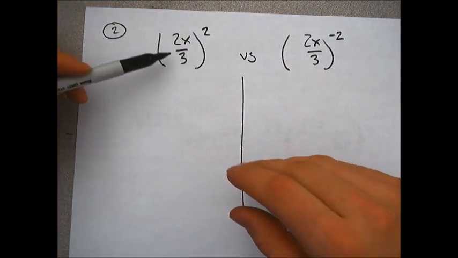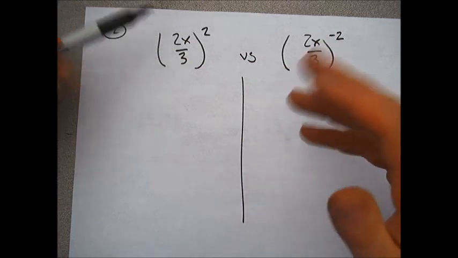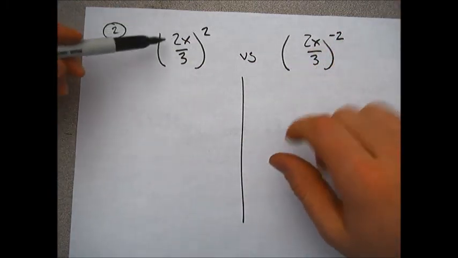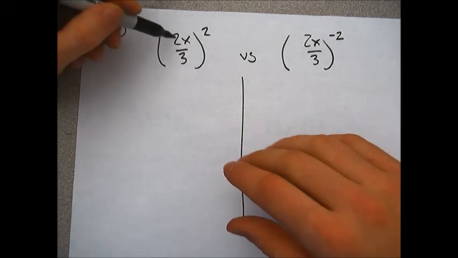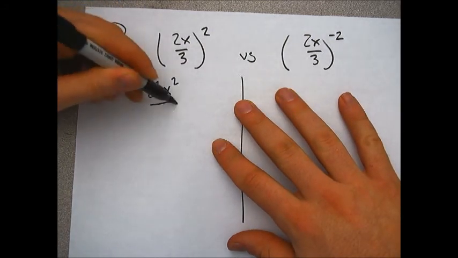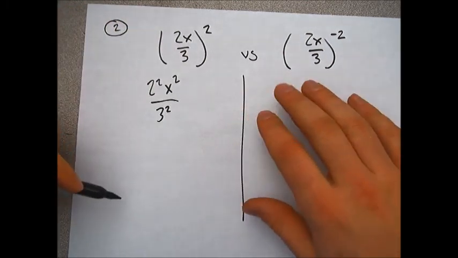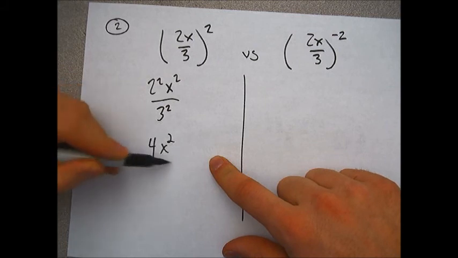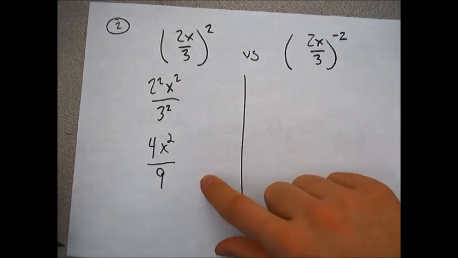So when you square a fraction, first off, or when you raise a fraction to any power, you raise the top and you raise the bottom, and you raise everything that's in there. So for the top, I want to square this 2, square that x, and square the 3 on the bottom. And 2 squared is 4, and then we have x squared all over 9.